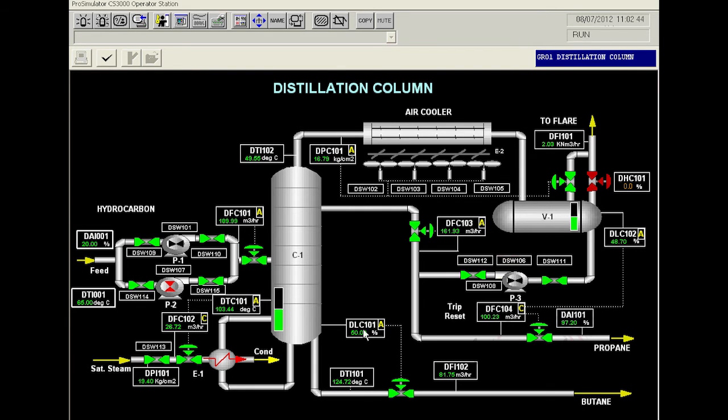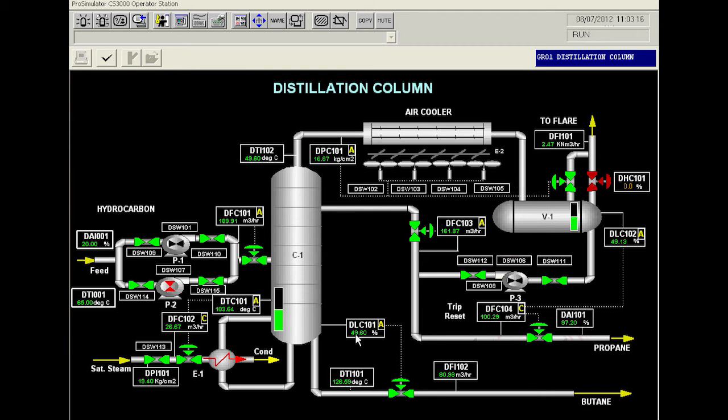So, we will observe the bottom level coming down because the feed has become lighter and more vapor will travel to the top of the column and get collected in the reflux drum. The level will increase, which will increase the distillate flow, and also uncondensed vapor going to the flare will increase. Now, we will also observe the effect on the propane quality.